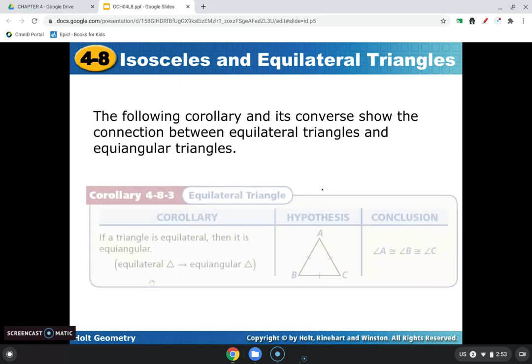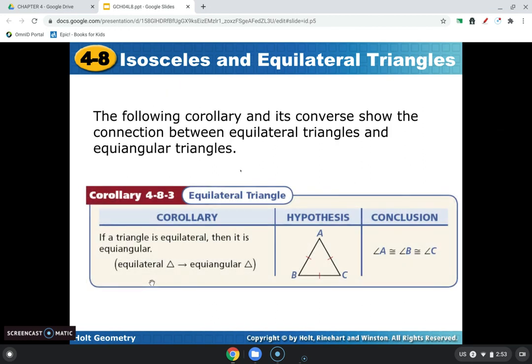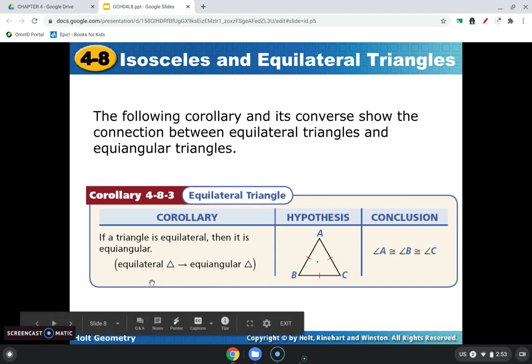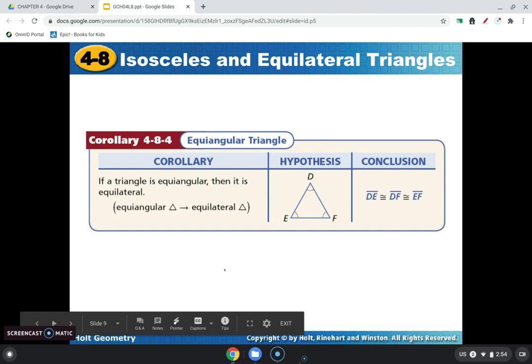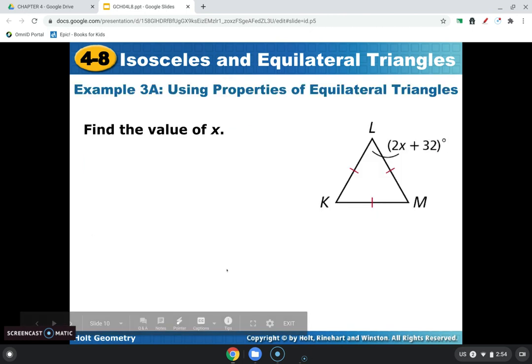Okay. All right. Equilateral triangle corollary. If a triangle is equilateral, then it is equiangular. So if a triangle is equilateral, then it's equiangular, and vice versa. So all the angles add up to 180, so they would each be 60. And if it's equiangular, then it's also equilateral.